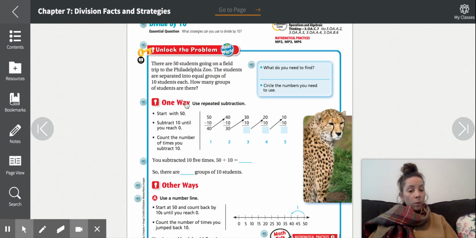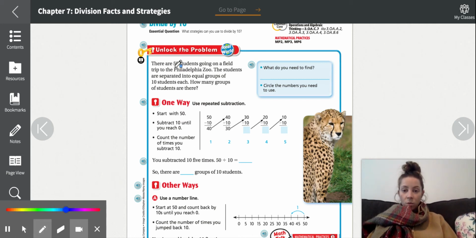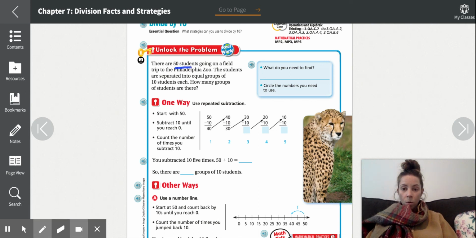All right, so the first way we could do this, let's think about this problem. If I go back up to the clues, I know that 50 students is my total. If I put my little T there. The students are separated into equal groups. I know the groups are going to be the same, and 10 students each. So 10 is the how many in each. And I'm supposed to be figuring out how many groups of students there are. So it tells me right here, I'm finding the groups. Okay, so 50 is the total.